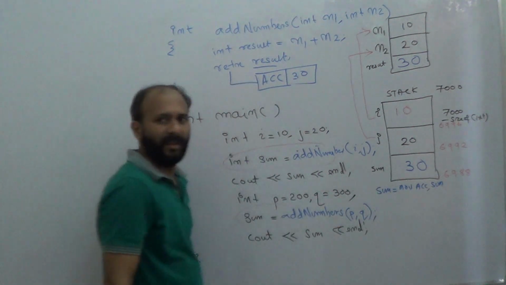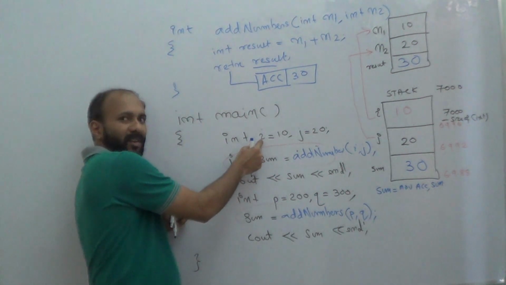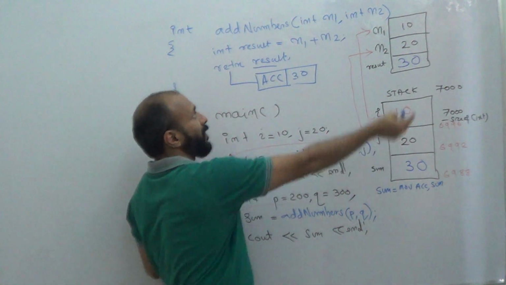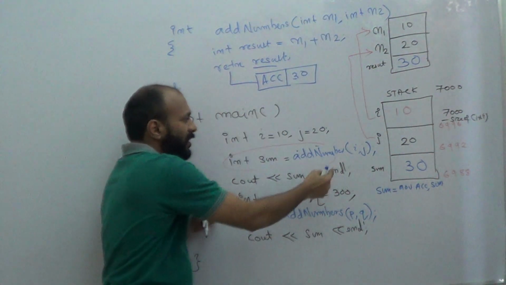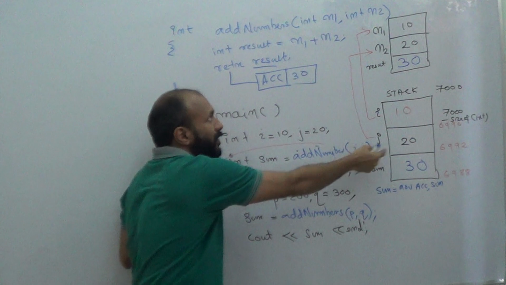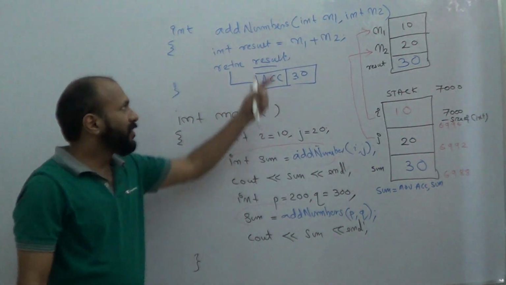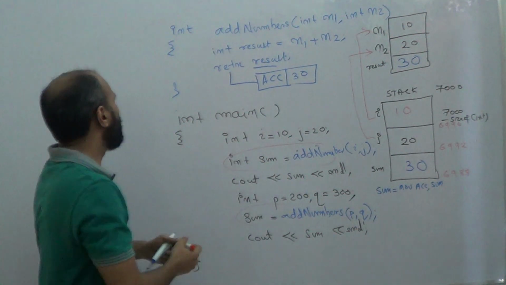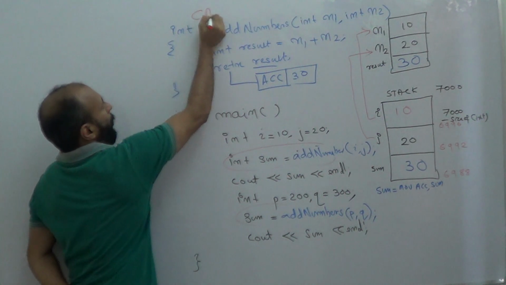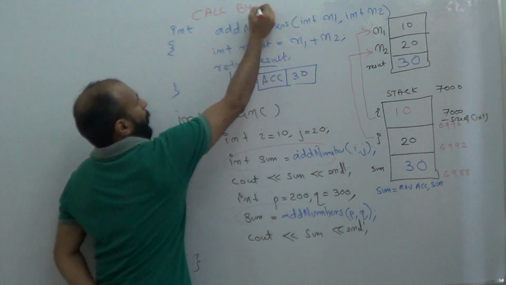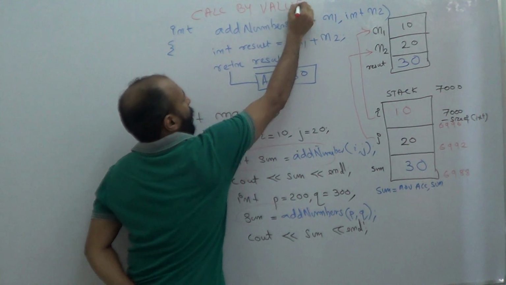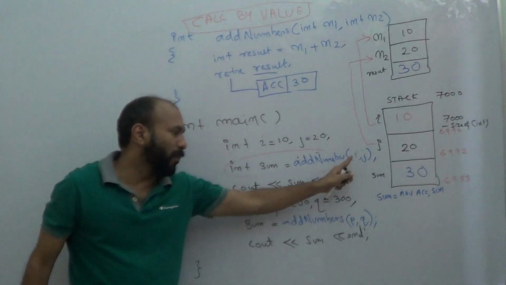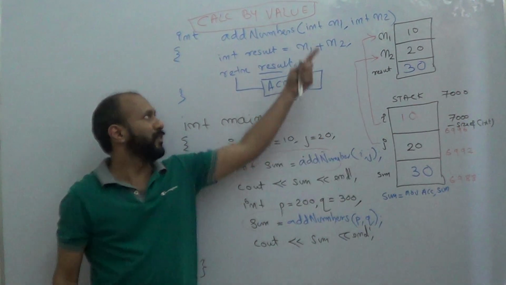So this accumulator value is getting copied into this sum. So this is 30. Now you can see that we are taking a Xerox of this value, or a photocopy of this value, and we are passing it into this argument. Again we are taking a photocopy of this j, we are passing it into another function. This kind of argument passing mechanism is called call by value. Call by value is nothing but taking a copy of this argument and passing it into the function.